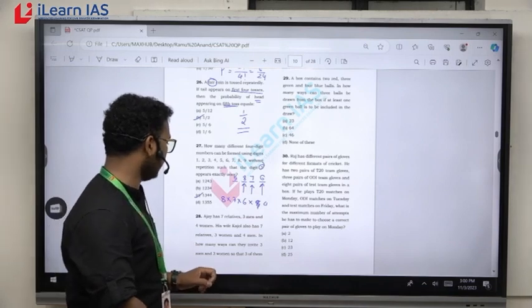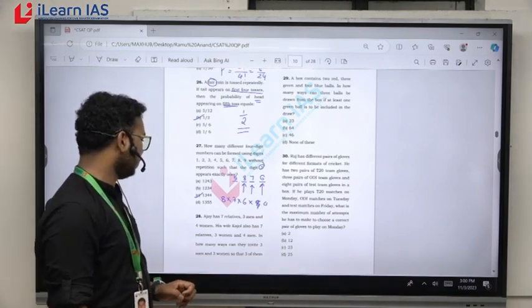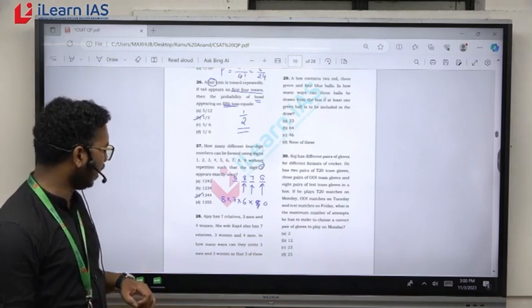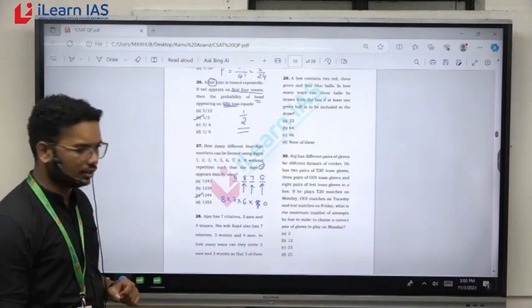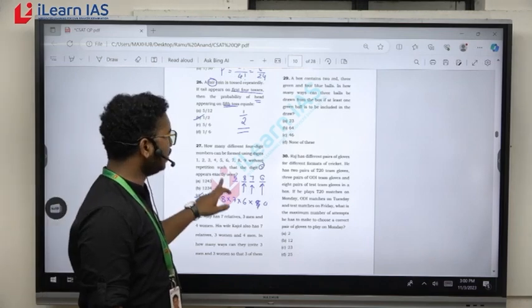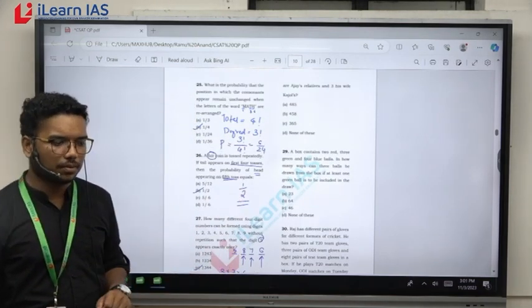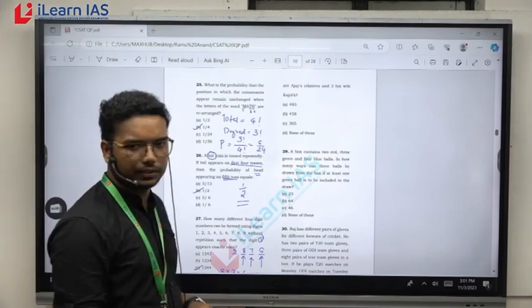His wife Kajal has 7 relatives, 3 women and 4 men. In how many ways can they invite 3 men and 3 women so that 3 of them are Ajay's relatives and 3 of them are Kajal's relatives?